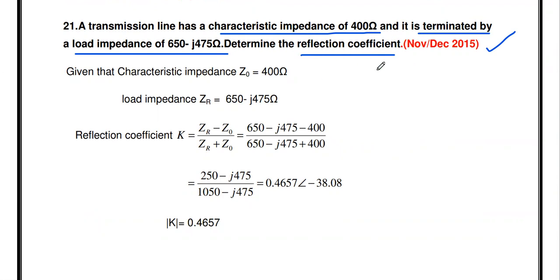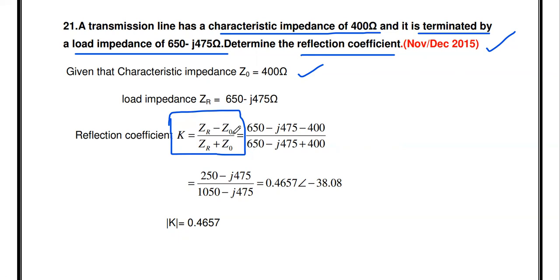Here the question is the reflection coefficient. First you should know the formula: the reflection coefficient K equals (ZR minus Z0) divided by (ZR plus Z0), where ZR is the load impedance and Z0 is the characteristic impedance. In our question the characteristic impedance is given as 400, and the load impedance, which you may denote ZL or ZR, is 650 minus j475. These are the given data. Our aim is to find the reflection coefficient.